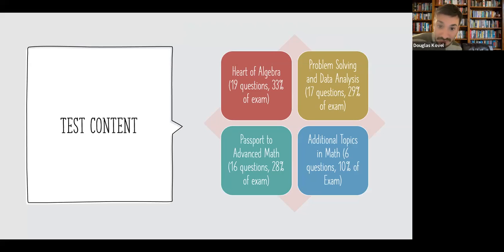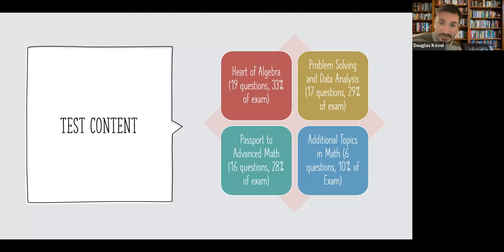And the last major category is Passport to Advanced Math. These questions primarily deal with your understanding of nonlinear equations, such as quadratics and polynomials. They also deal with rearranging expressions to isolate a quantity of interest. So they might give you a complicated equation, and you have to rearrange it to get a certain variable by itself, for example. And they also deal with function notation.